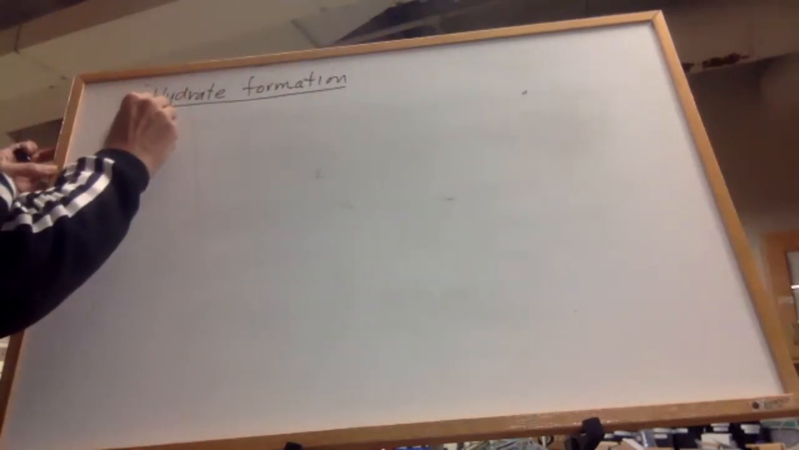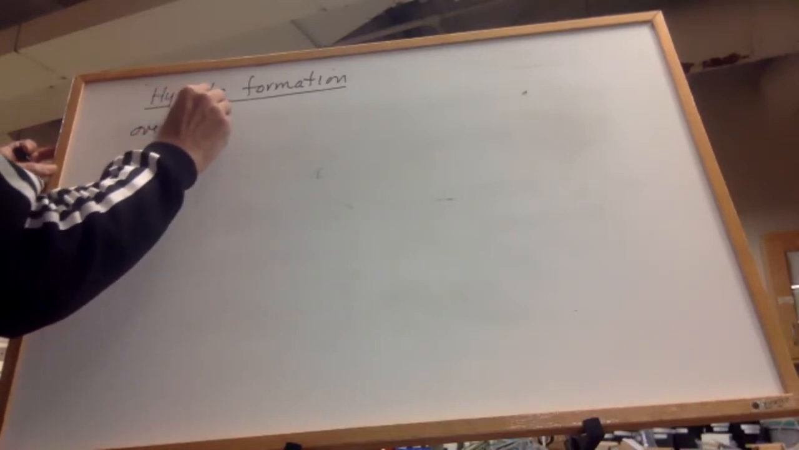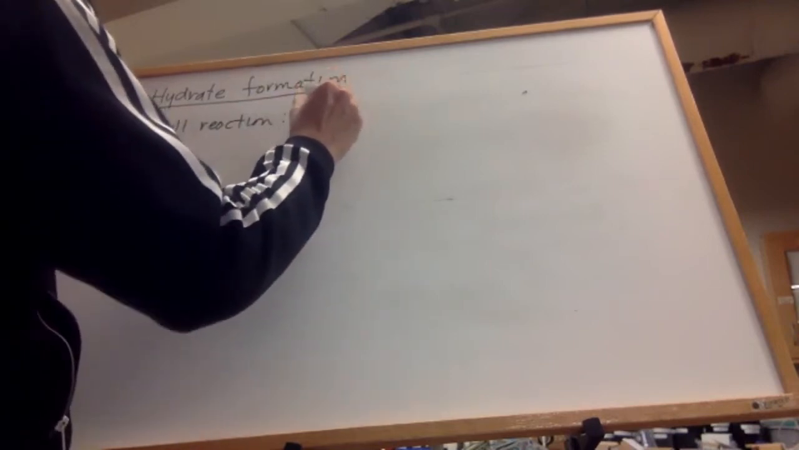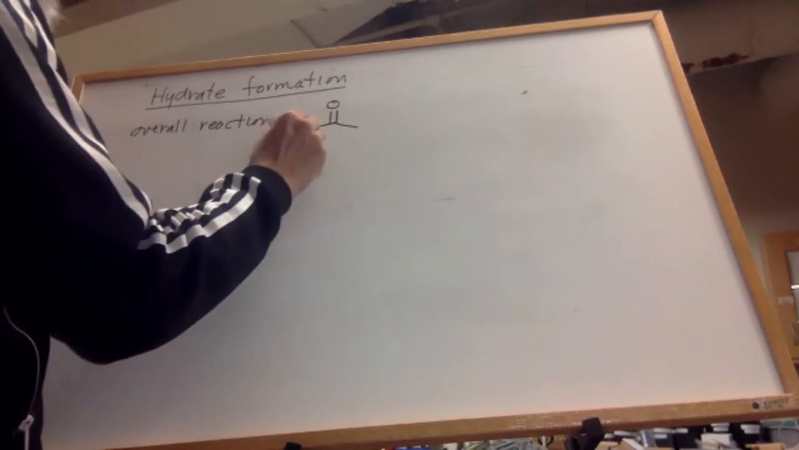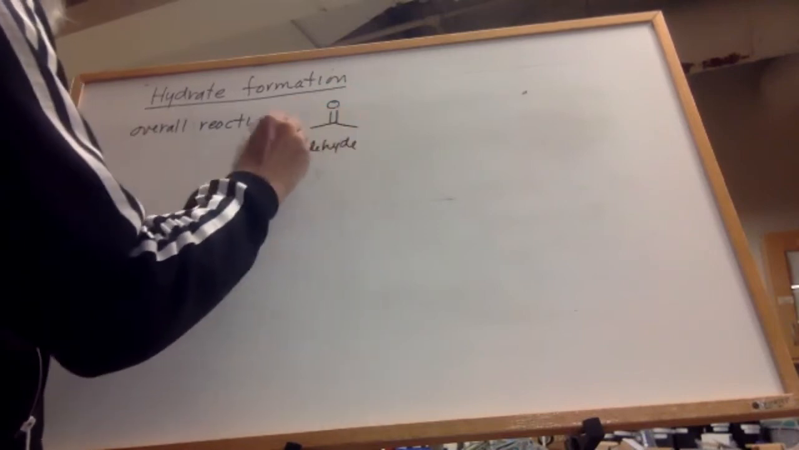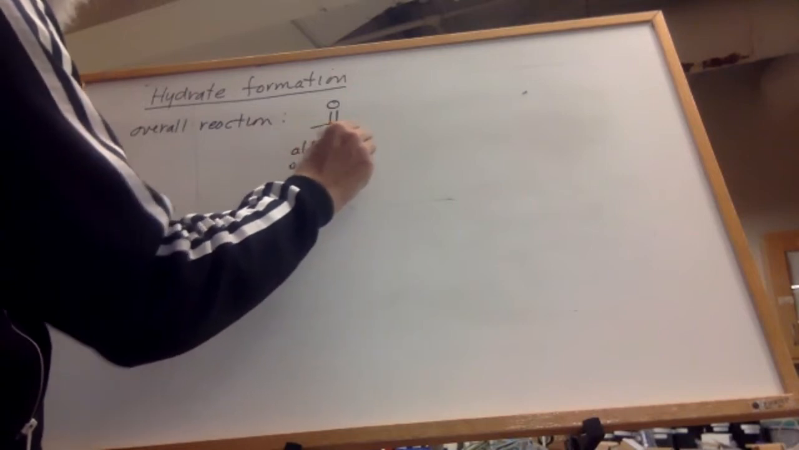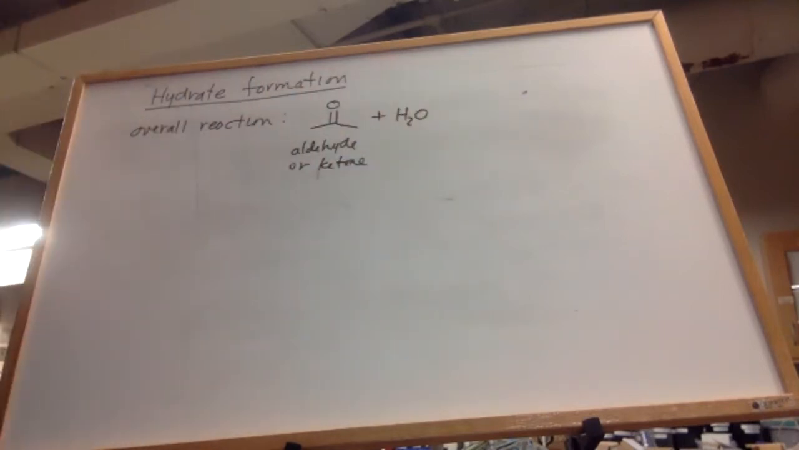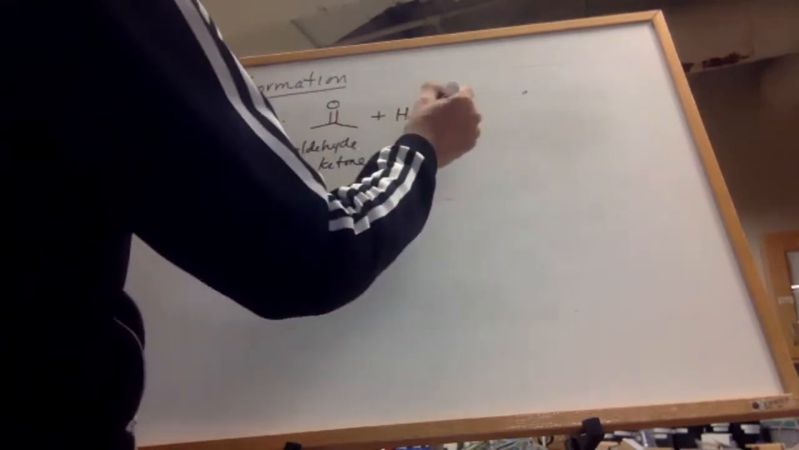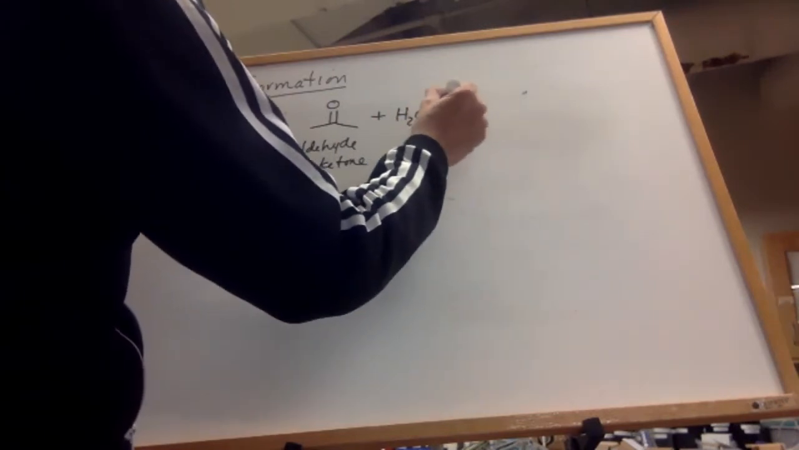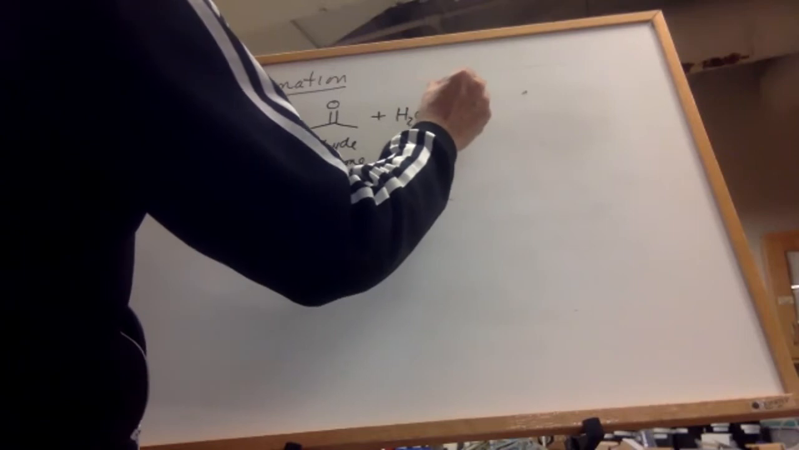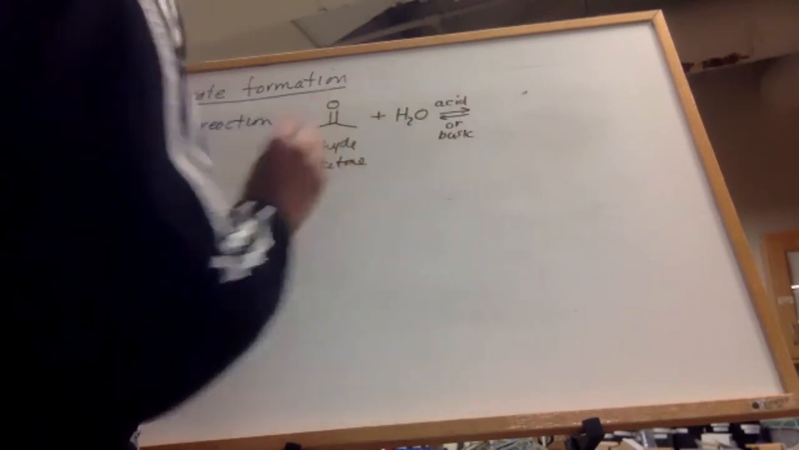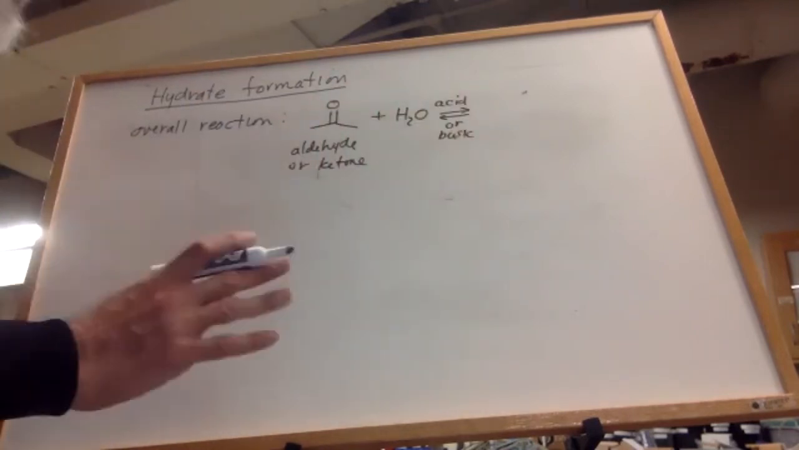Okay, the overall reaction here is going to be an aldehyde or a ketone. So this is an aldehyde or a ketone. And it's going to react with water. You know, hydrate, hydration, that has to do with water. The reaction is reversible. It's an equilibrium process, and it can happen under both acidic conditions or basic conditions, both of them. The product is a hydrate.